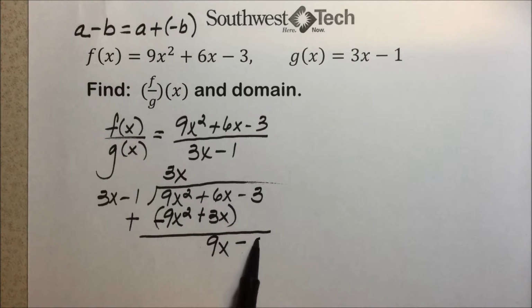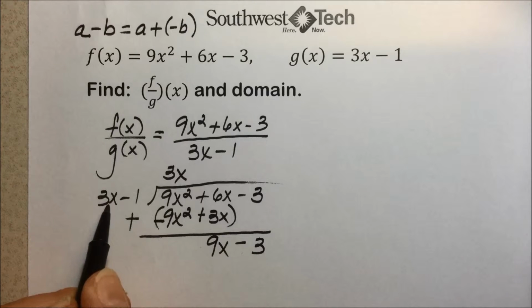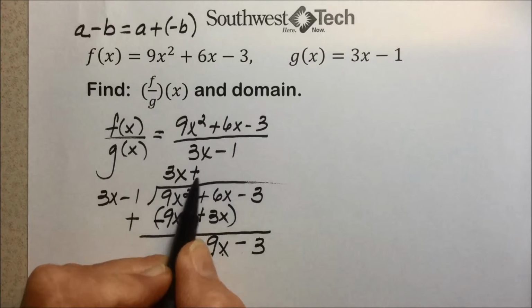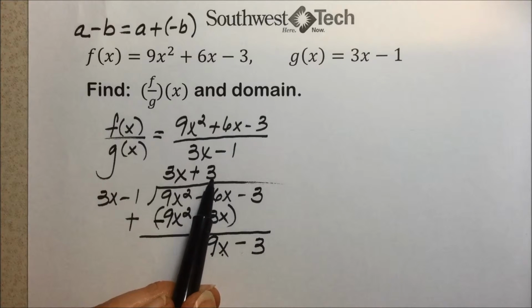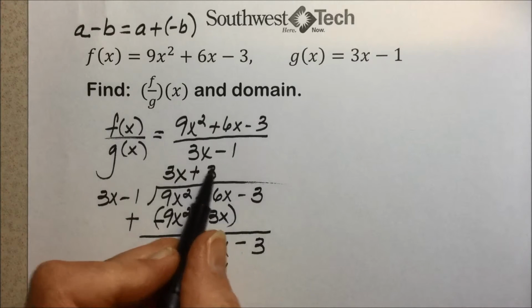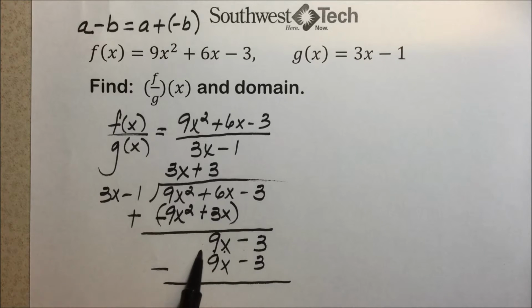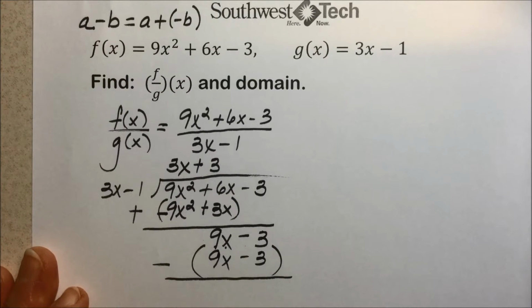We're ready to bring down the next term and go back to determine what we need to multiply our highest term in our divisor by. 3x times what gives us 9x. We would need just a 3 because we already have the x. Distributively, 3 times 3x is 9x. 3 times -1 is a -3. And if you already guessed, these are going to cancel out. In other words, it goes in evenly.